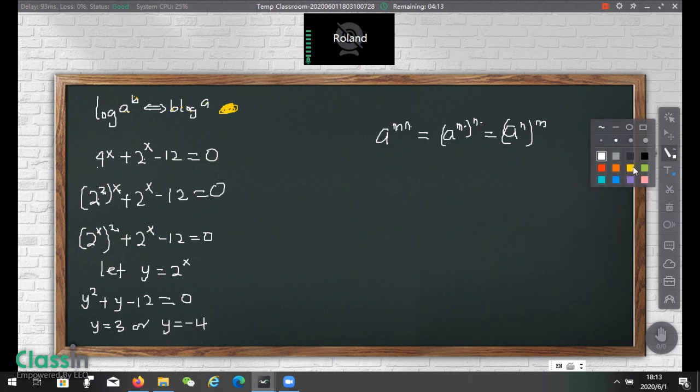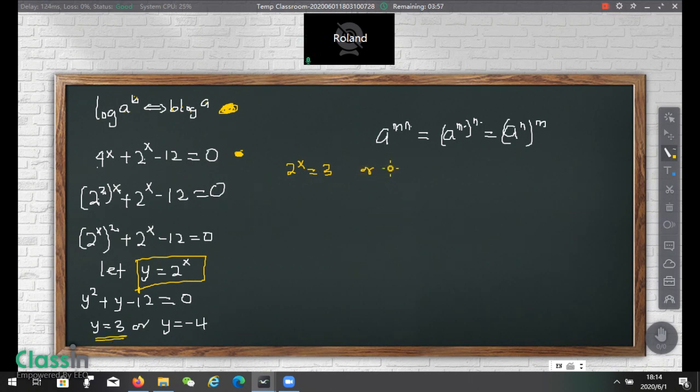But we're not looking for y, we're looking for x, because in the original equation there is no y. And y is actually 2 to the power x. So 2 to the power x equals 3 because y equals 3, or 2 to the power x equals negative 4. But we know that 2 to the power x cannot be negative 4, because no matter the value of x, 2 to any power will not give you negative 4. So this has no solution, and we can solve the other equation.